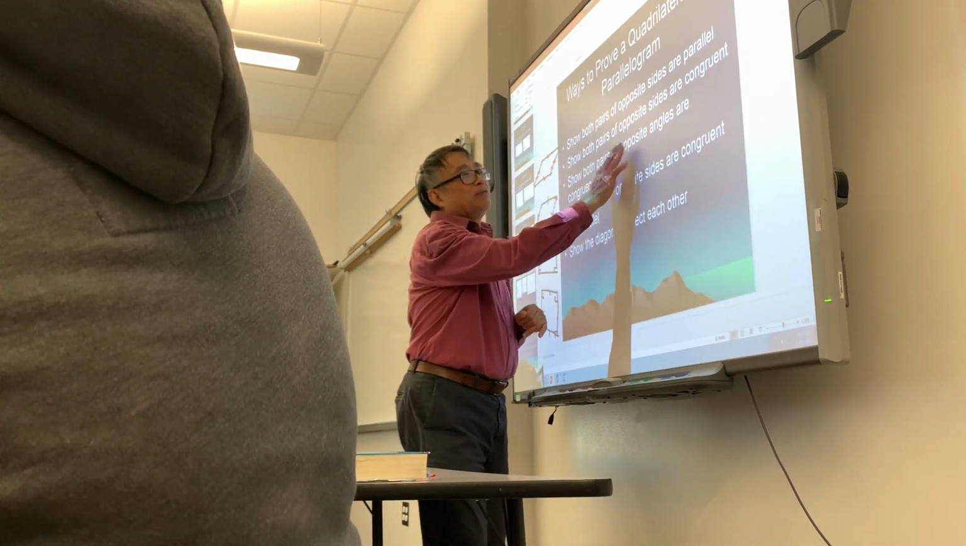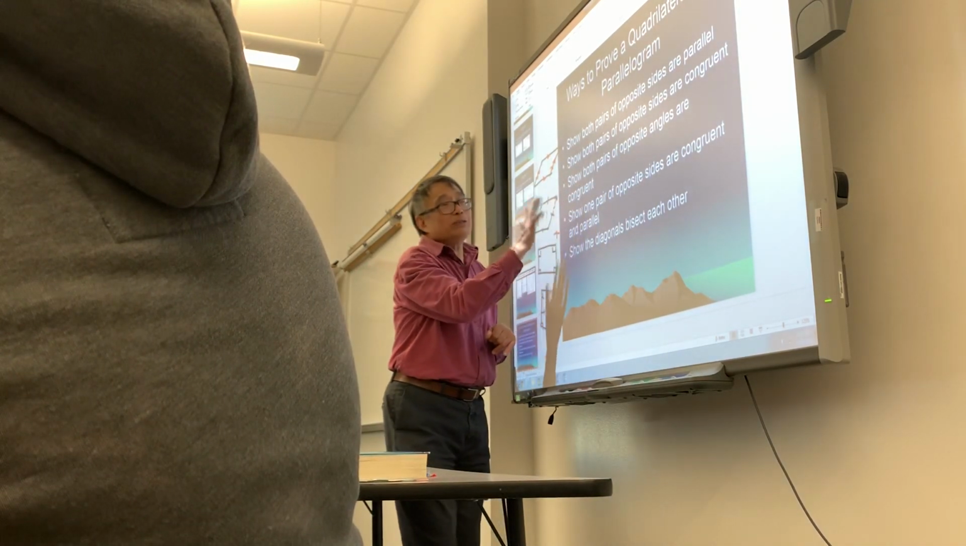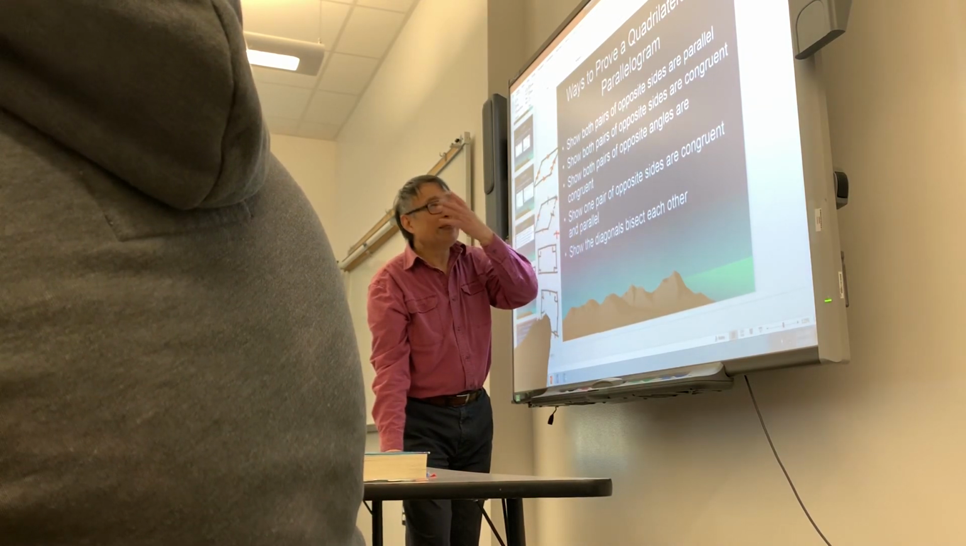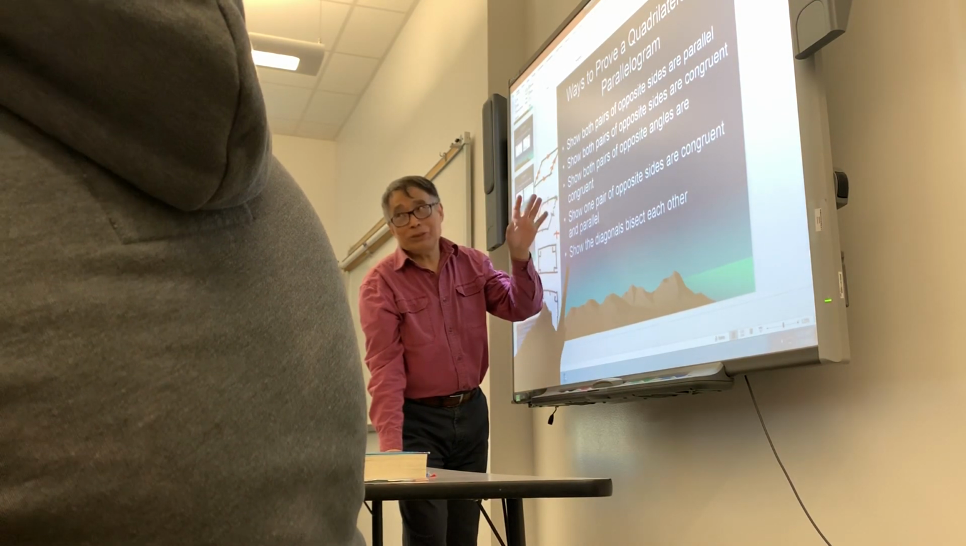Both pairs of opposite angles are congruent. This one, very few students use. You have to prove two triangles are congruent. Sometimes it's not easy work.